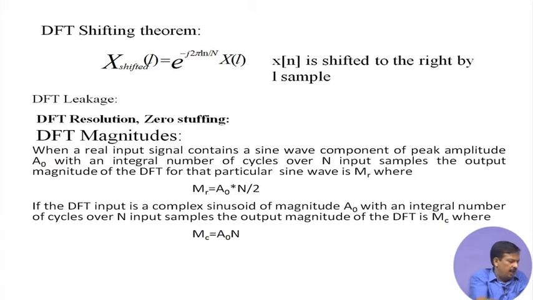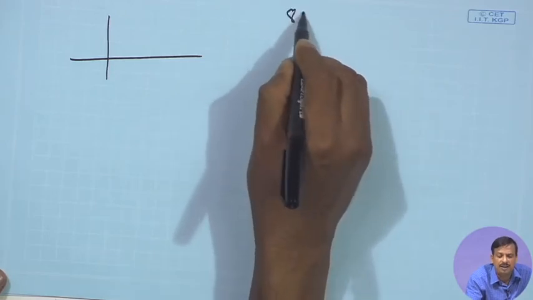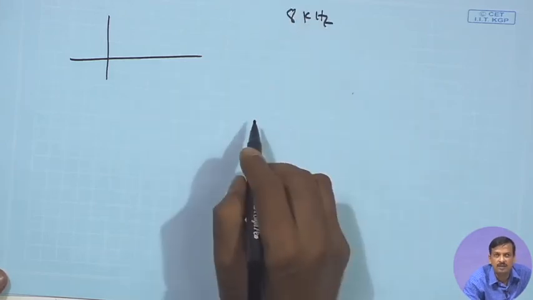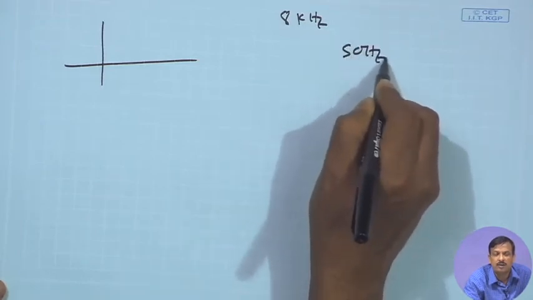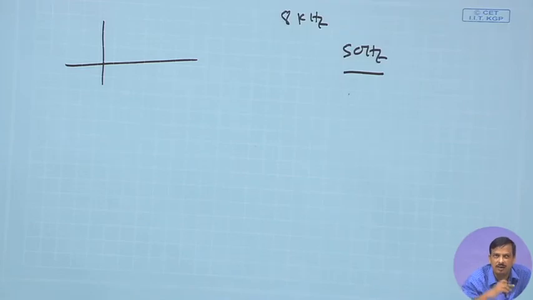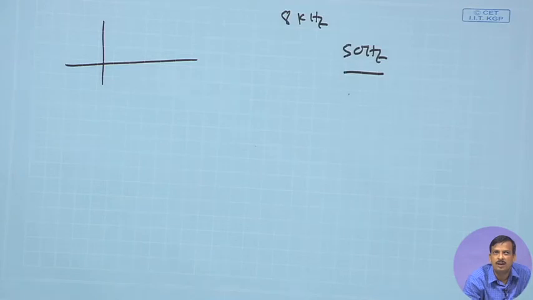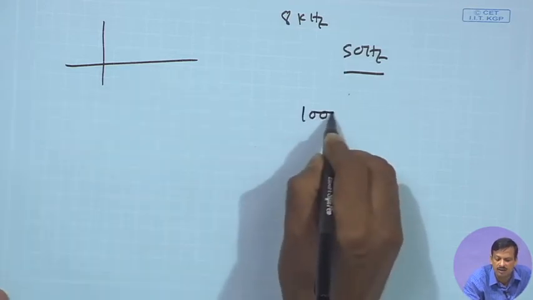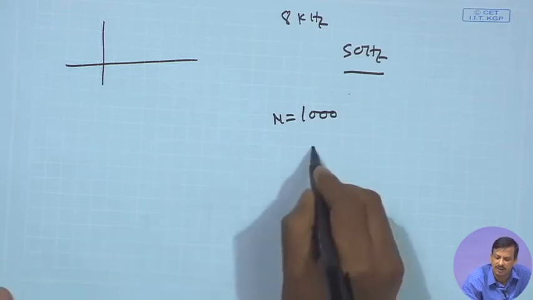Okay. And there is DFT leakage, all those things you can find in that DSP book. DFT leakage means there are two kinds of things. Suppose I have sampled a signal at 8 kilohertz, and the signal has 50 hertz. So, a 50 hertz sinusoidal signal has been sampled at 8 kilohertz. Okay. So, if I take N equal to 1000 samples, then the frequency resolution is 8 hertz.